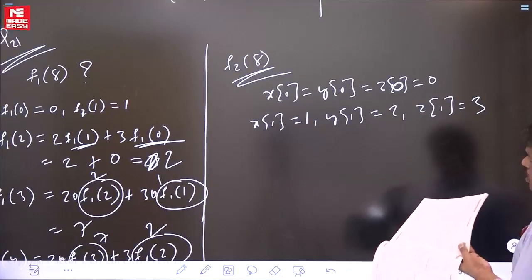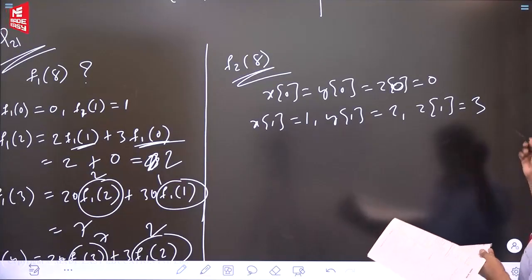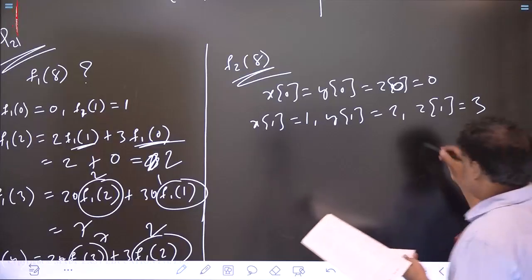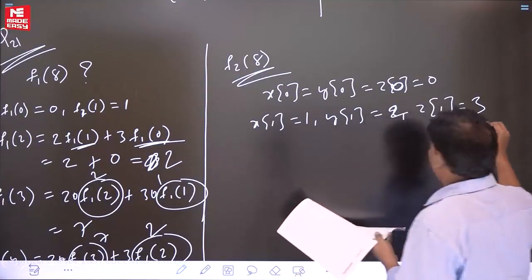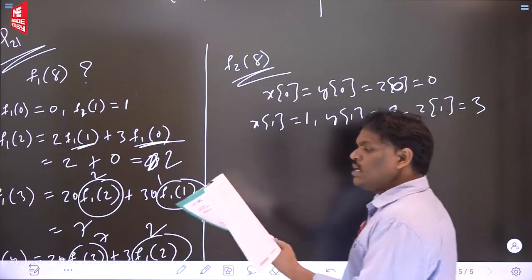f2 of 8 also you have to calculate. x0, y0, z0 are all going to be 0. x1 is equal to 1, y1 is equal to 2, z1 is equal to 3. This is the given information. Now the loop is going on. Let's start the loop.